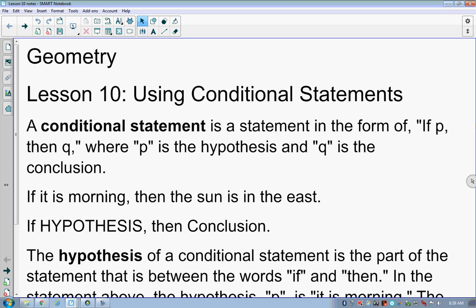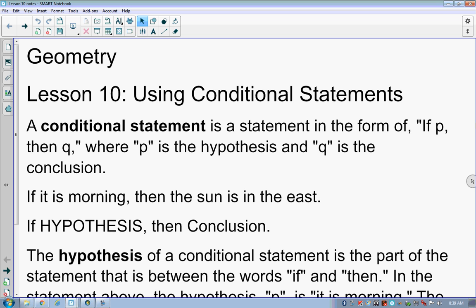The conclusion occurs after the word then and goes to the period. It does not include the word then. It just picks up from there. So if I said, if an animal has 4 legs, then it is a horse, it is a horse is my conclusion. Not then it is a horse, just it is a horse. Does that make sense?